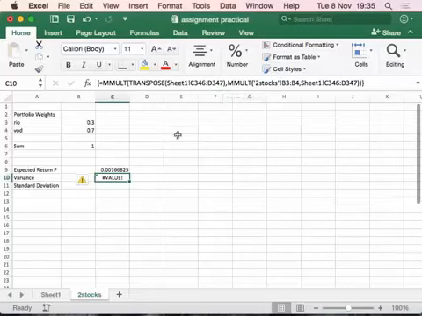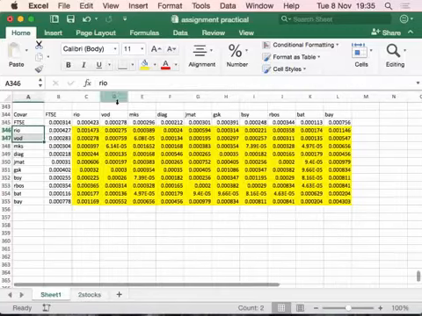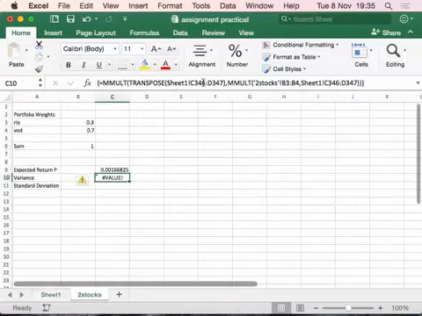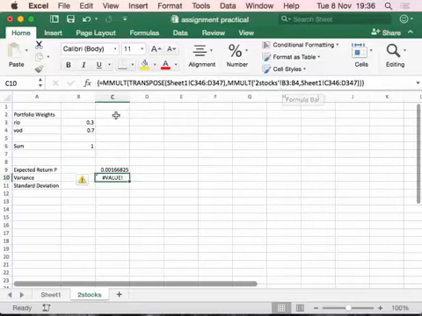Let me just double check where I collect. So it's C346, D347. C and D done there, and stocks are correctly. So what's not working here? So B18.